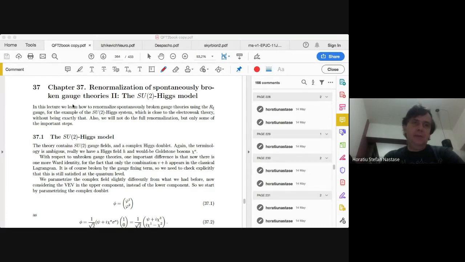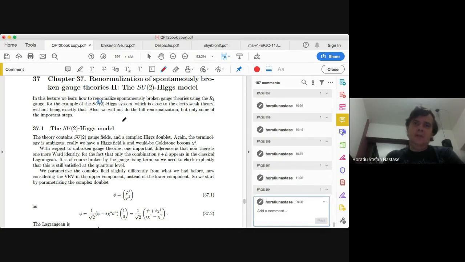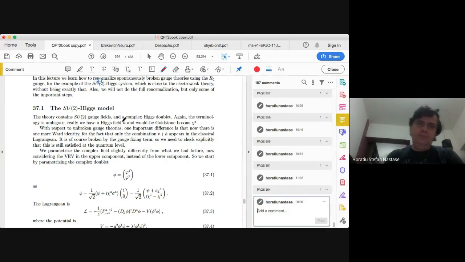And the example we're going to use is the SU(2) Higgs system, since it is the simplest non-abelian case and also the closest to electroweak theory without being exactly it. And I also will not do the full renormalization theory. I'll just sketch some of the important steps. All right, so first, let's define this SU(2) Higgs model.